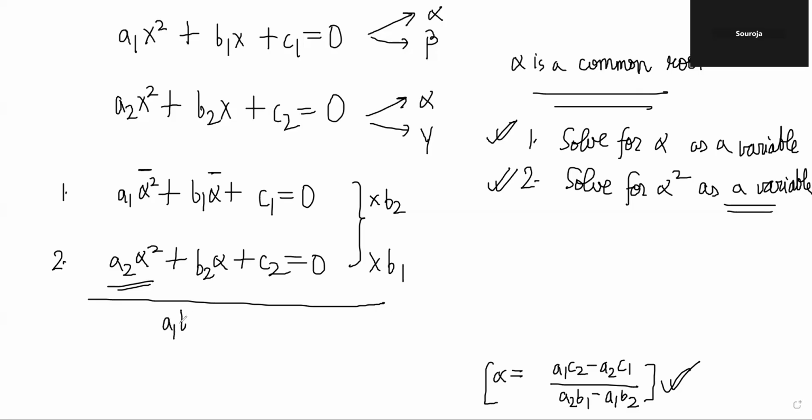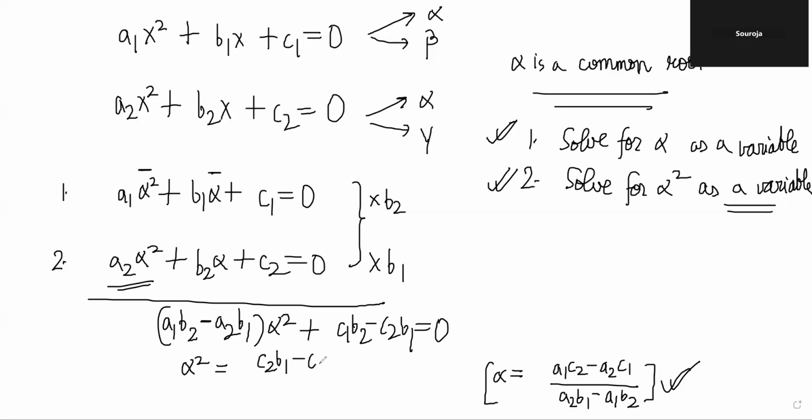So you will get (A1 B2 minus A2 B1) alpha square plus (C1 B2 minus C2 B1) is 0 after cancelling the middle term. And you will get a solution for alpha square now, right? So this is what we are getting. Alpha square is equal to this. Correct? Okay. So what have we done?